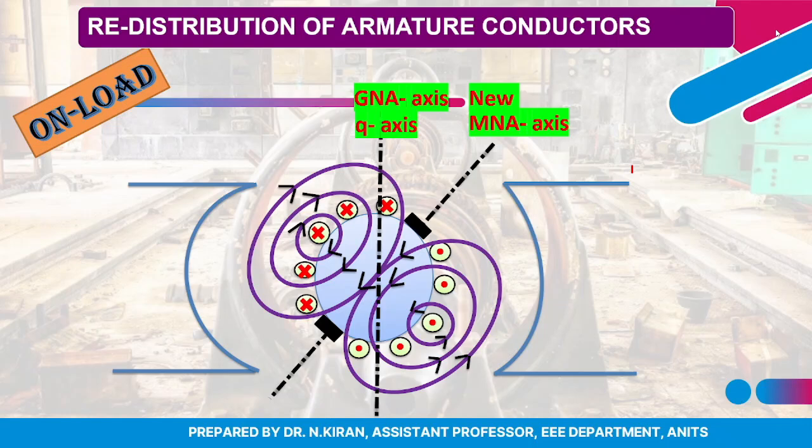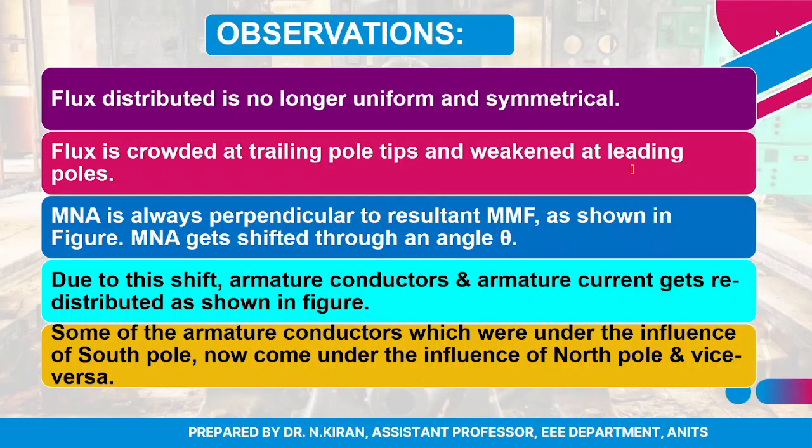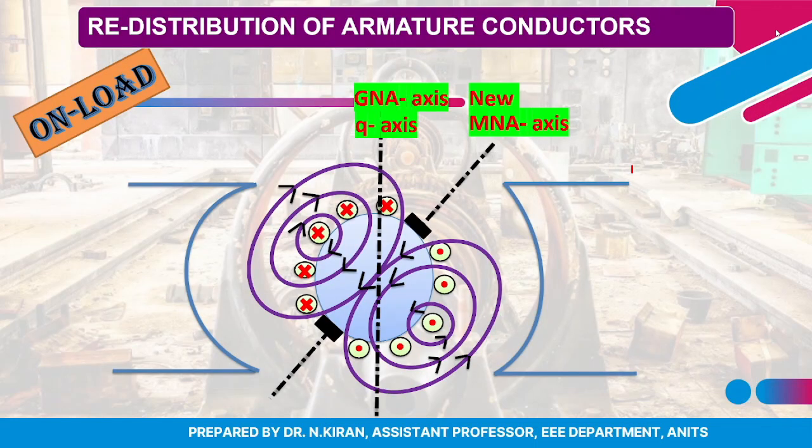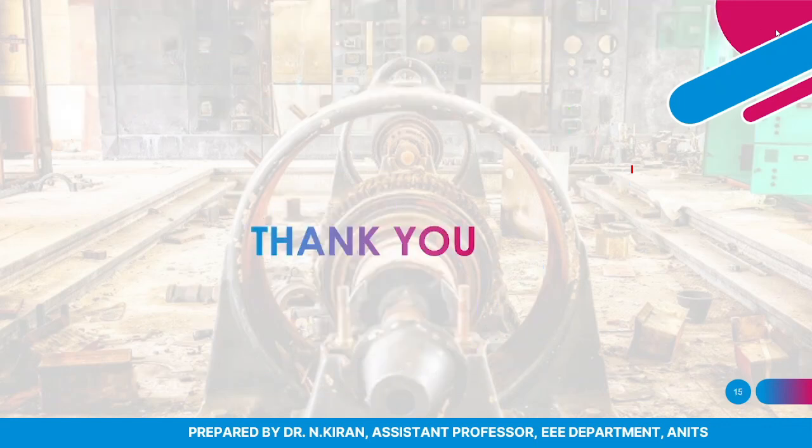These are the various conclusions that we can get from the armature reaction effect. As I already told you, some of the armature conductors which were under the influence of the south pole will now come under the influence of the north pole, and vice versa, due to the redistribution of armature conductors. So this is the concept of armature reaction in a DC generator.